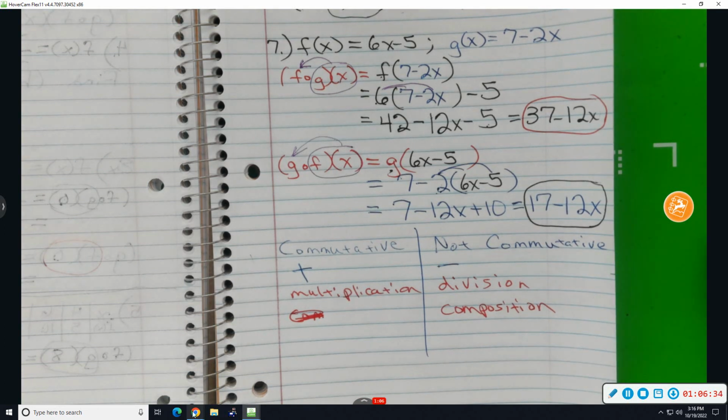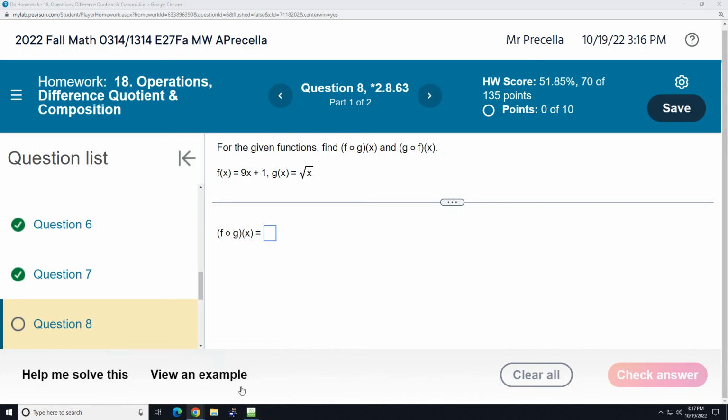Number 8. Let me write the problems down. F of x is equal to the linear function 9x plus 1, and g of x is equal to the square root of x. Same instructions as number 7. Find f composed with g of x and g composed with f of x.